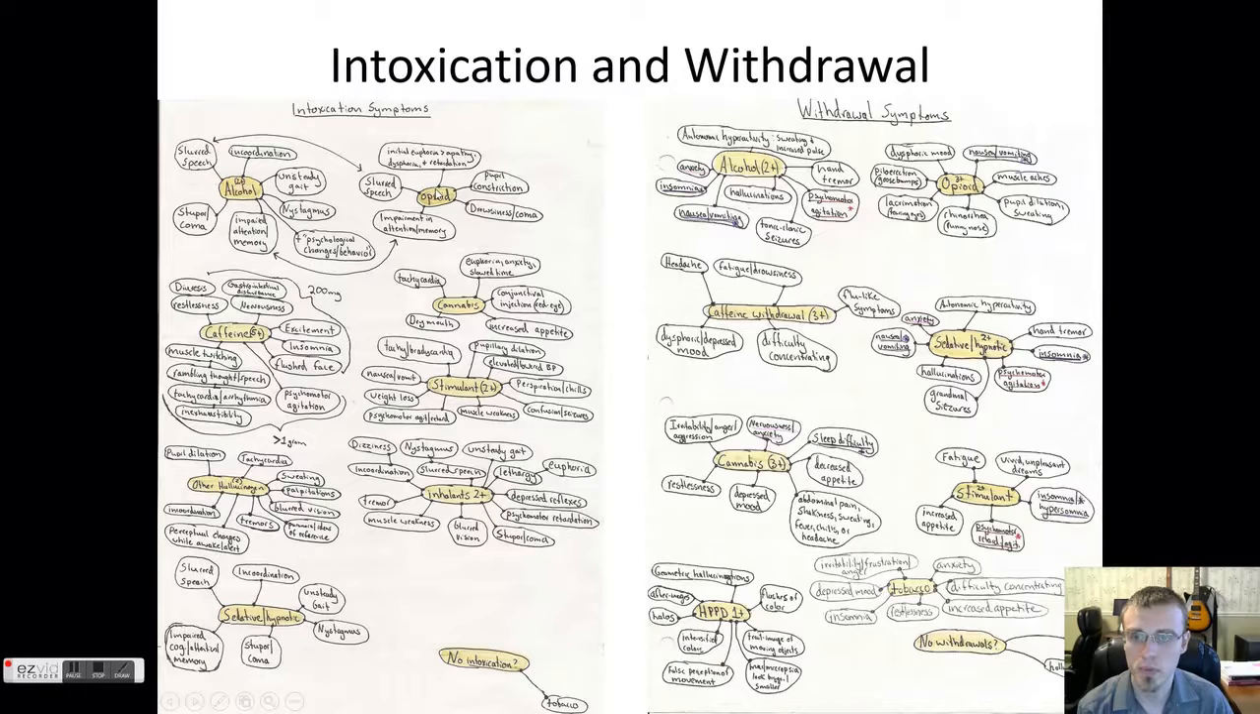For instance, we just see something I did right here: alcohol versus opioid intoxication. There are some similarities between these two conditions. For instance, both of them involve slurred speech. They both include impaired attention or memory. One thing that is different from alcohol use versus opioid intoxication is that opioid intoxication can involve drowsiness and coma.